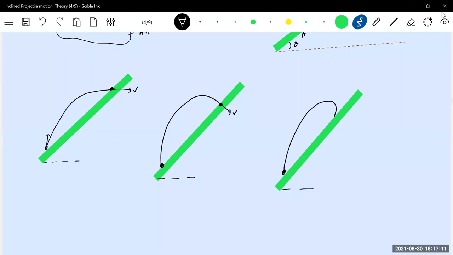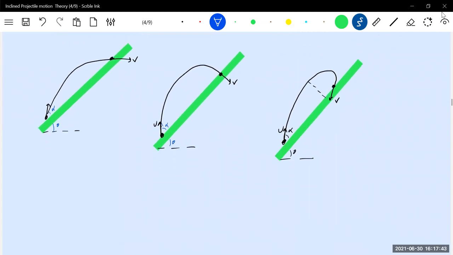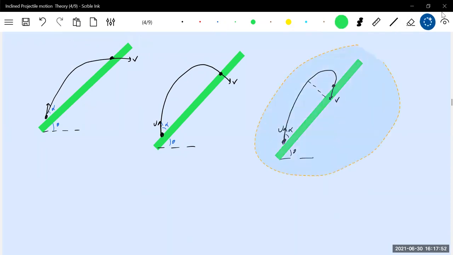It may strike in this way also. Possible. It can happen. Getting the idea? It can happen like this. It may strike horizontally also. One more last, if you project it, it may strike the inclined plane such that the velocity will become horizontal to the ground. So there's one more possibility. We will bring that here only.